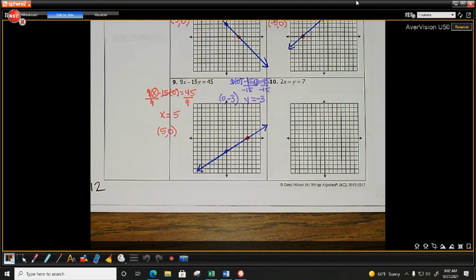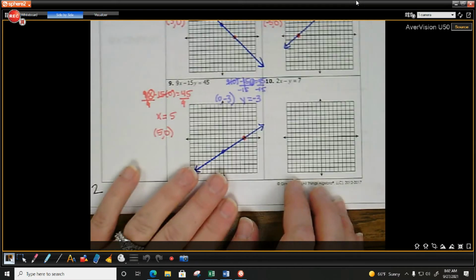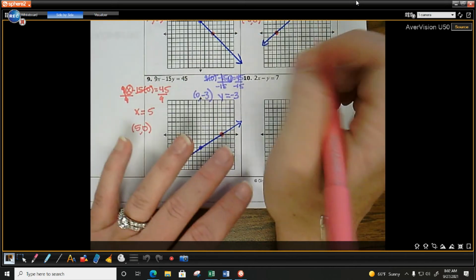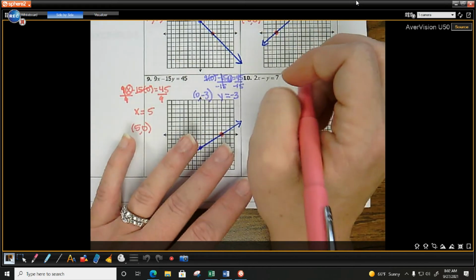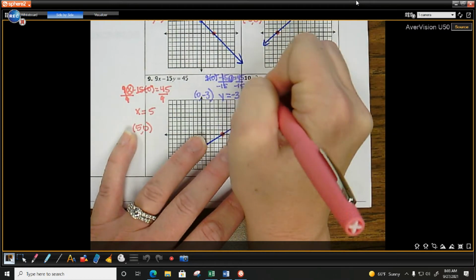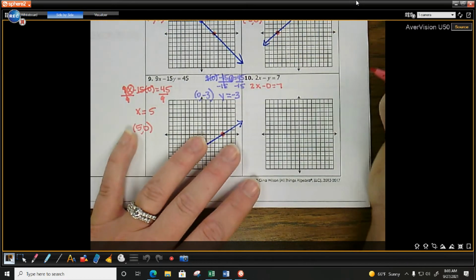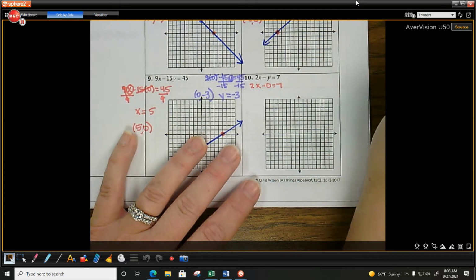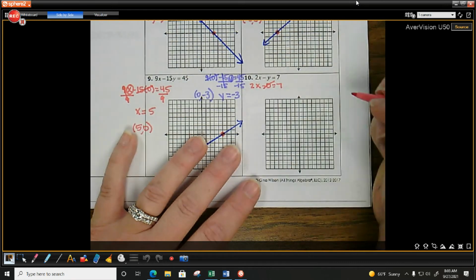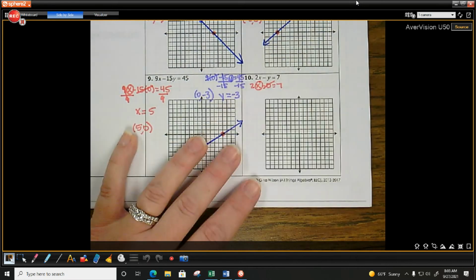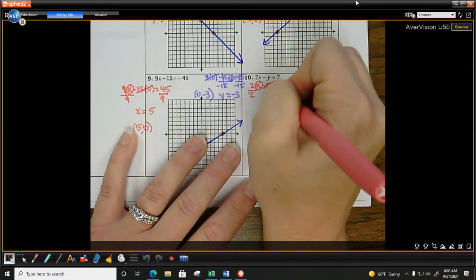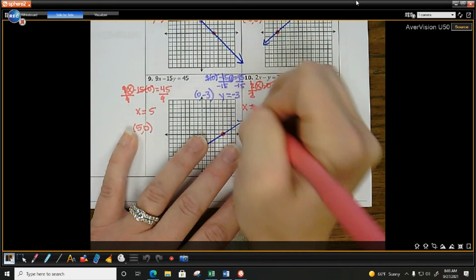Okay, let's look at number 10. I want to find my x-intercept. How do I find my x? Make y 0. So 2x minus 0 equals 7. Do I need the minus 0? No, so cross out the minus 0. How do I get x by itself? By 2. Divide both sides by 2, and I get x equals 7 over 2.